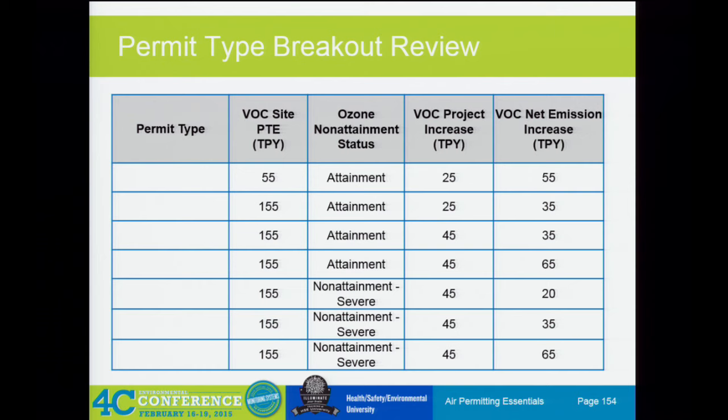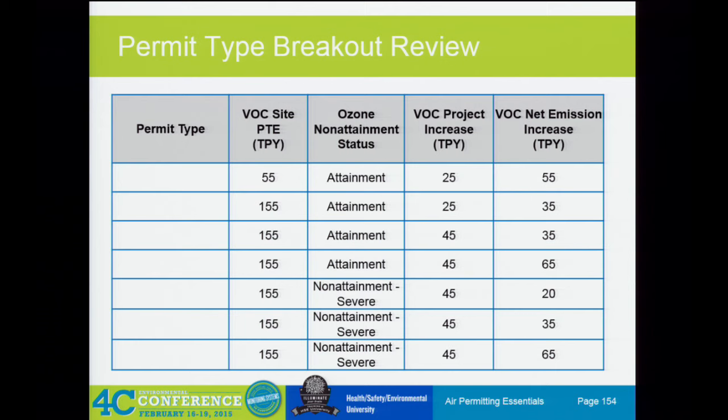So as Matt is pointing out, in Texas, other than one specific county, this increase under severe non-attainment is actually 5 tons per year, and then this one is still going to be 25. In this case, we're looking in general terms. I think in Baton Rouge, Louisiana, it's 25 and 25. And so it really depends on your specific area.